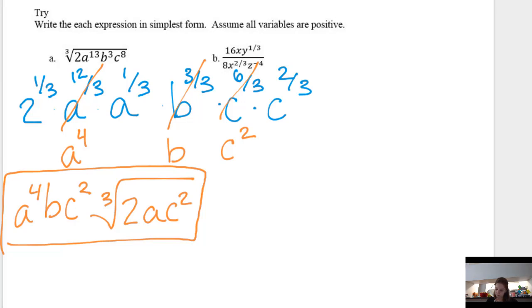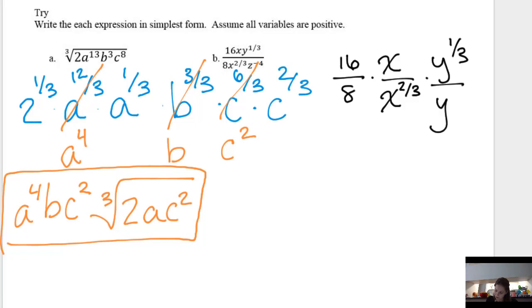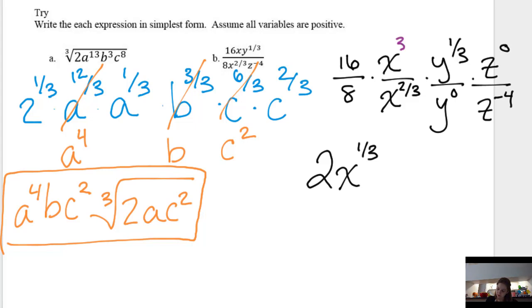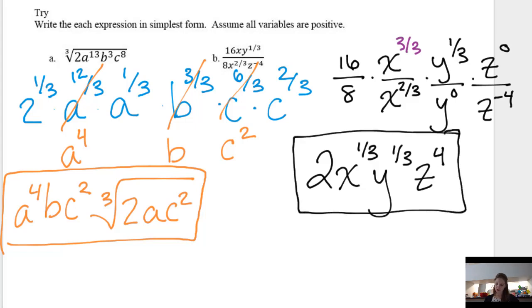Okay, b. I will write this as 16/8 times x over x to the 2/3 times y to the 1/3 over y to the 0 times z to the 0 over z to the -4th, which is 2x to the 1/3, right? I can rewrite x to the 1st as x to the 3/3, and then I can subtract the exponents. Y to the 1/3, z to the 4th. Now I've simplified both expressions.